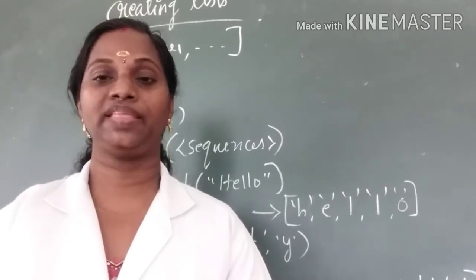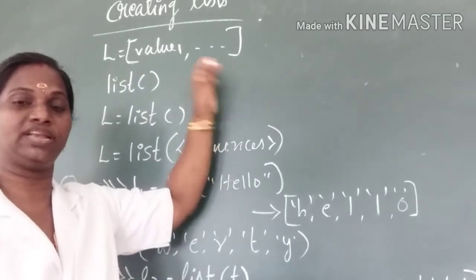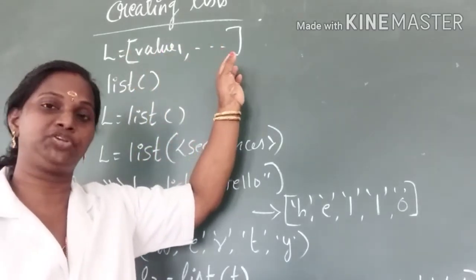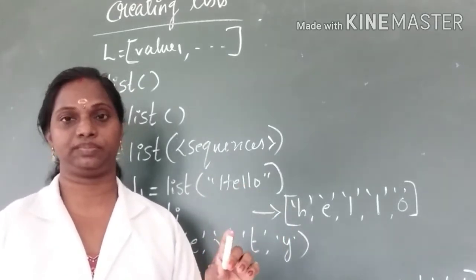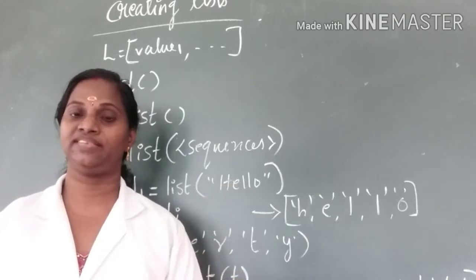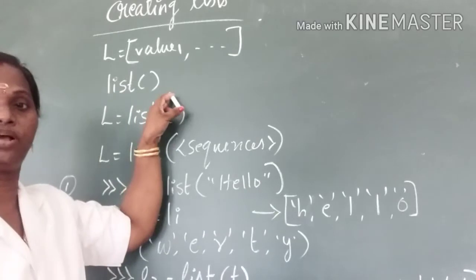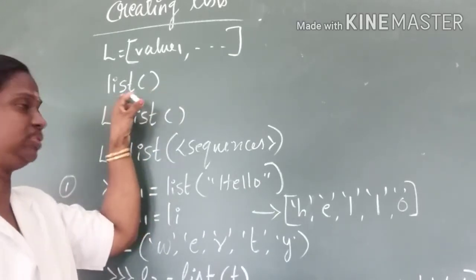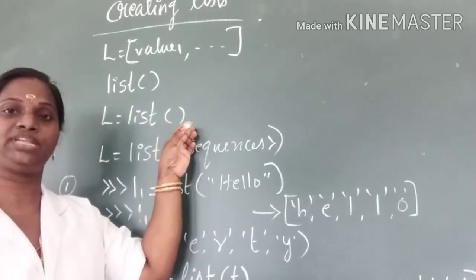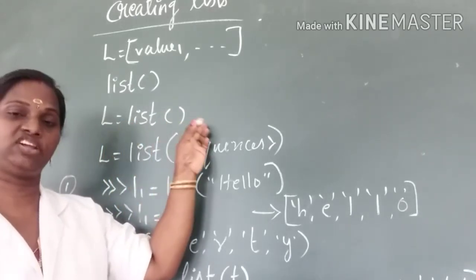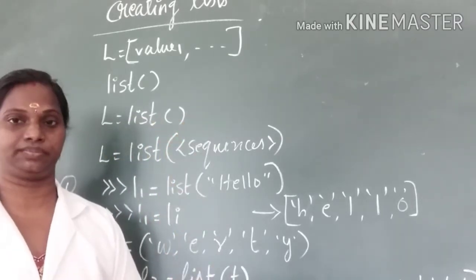Either you can create a list by using the square brackets, that is L = [value1, value2, etc.]. This type of construct is called the list display construct. Otherwise, you can create a list by using the list function. For example, L = list() with empty parentheses. This statement creates an empty list.